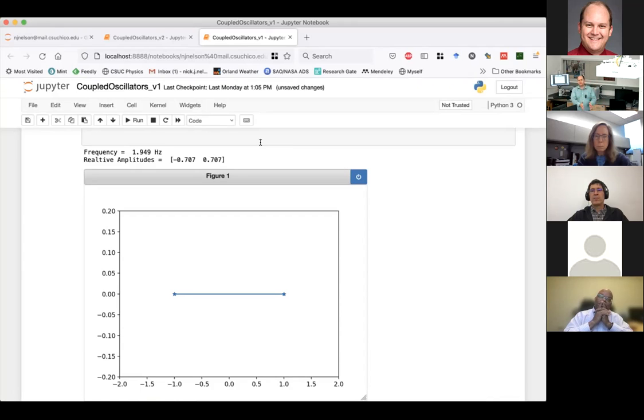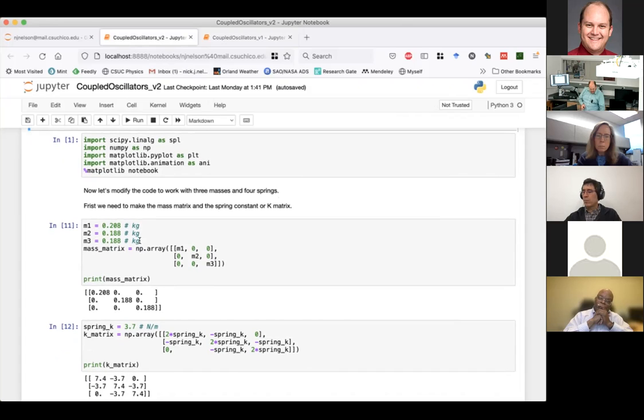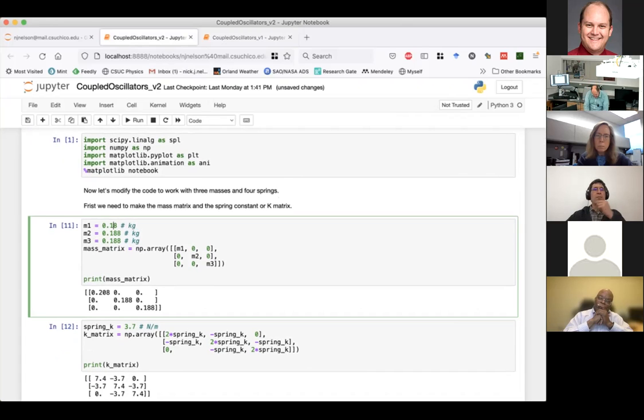Let's just adapt this program. And so as a class, I put them in groups and I asked them to figure out how to change this code to have 3 masses on 4 springs. And we talk about what the matrix would look like. And what we end up coming up with is something that looks like this. So this is one that students worked on, and I cleaned up a little bit.